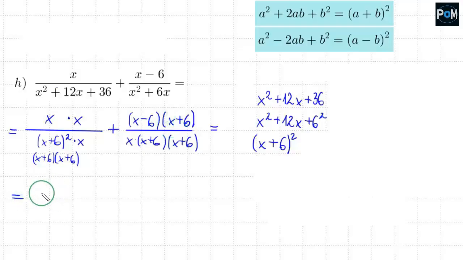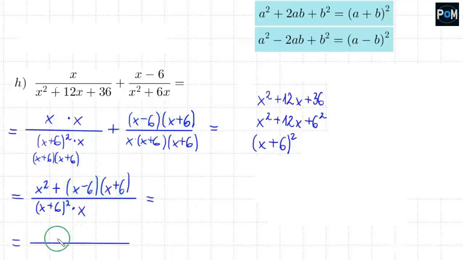I then write everything on one fraction line. X plus 6 squared times x. And on top, I can multiply this x with that x. It will be x squared, and here I'll rewrite this. It's better not to rush here. I have x minus 6 times x plus 6. I will write this x at the front. It looks better. Then x plus 6 squared in parentheses.